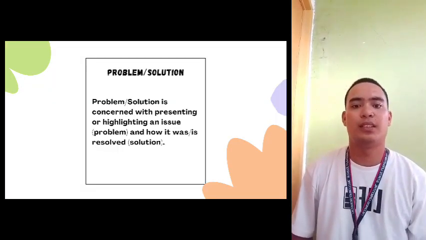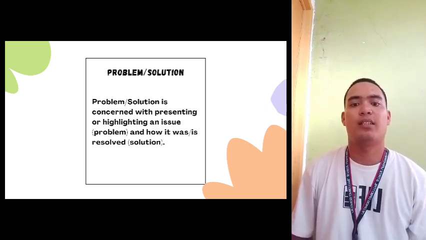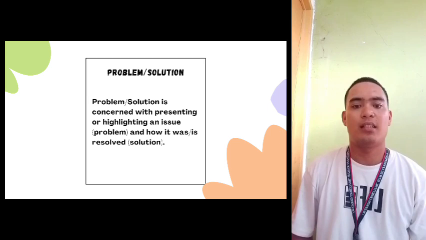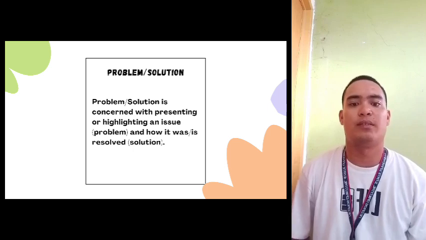Problem solution. Problem solution is concerned with presenting or highlighting an issue or problem, and how it was or is resolved.